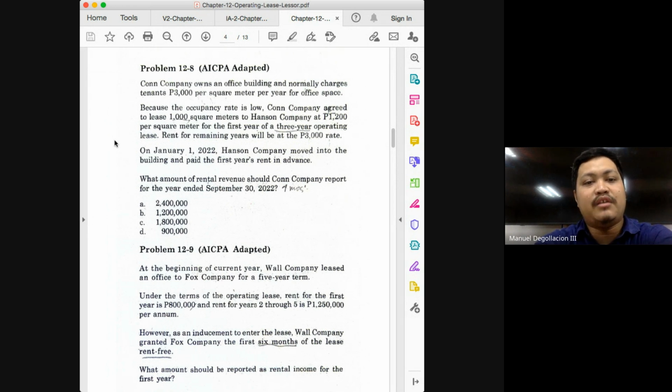How much will you receive on year 2? You will receive 3 million. That's 3,000 times 1,000 square meters. How much will you receive on year 3? You will also receive 3 million.